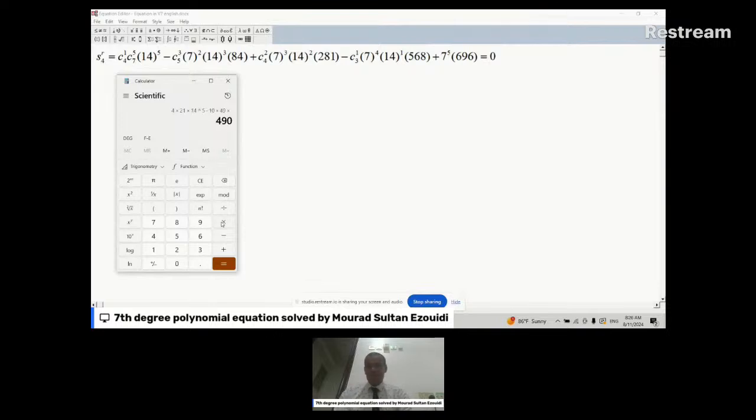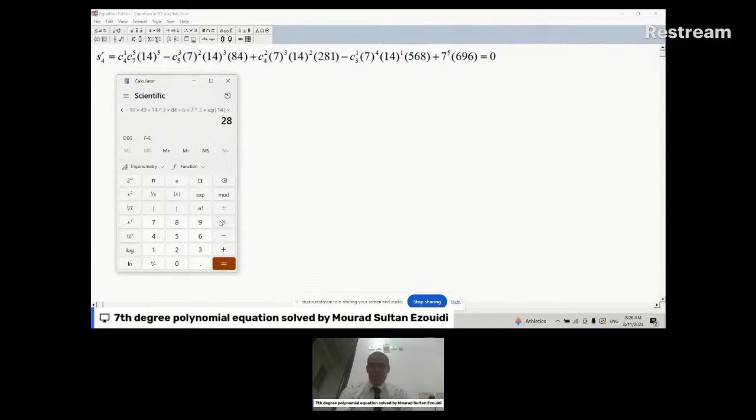Then 14 cubed, times 84. Plus, learners, plus 6, because 4 choose 2 is 6, plus 6 times 7 cubed, which means 343, times what, learners? Times 14 squared, times 281.